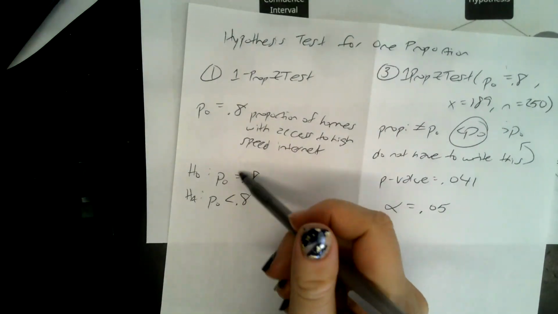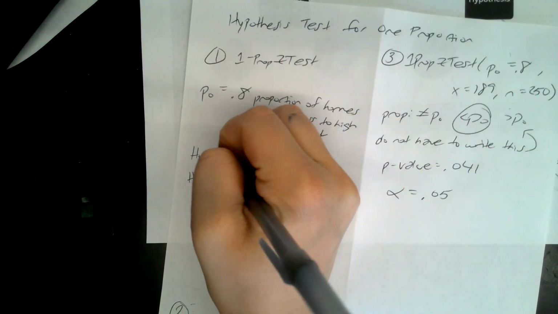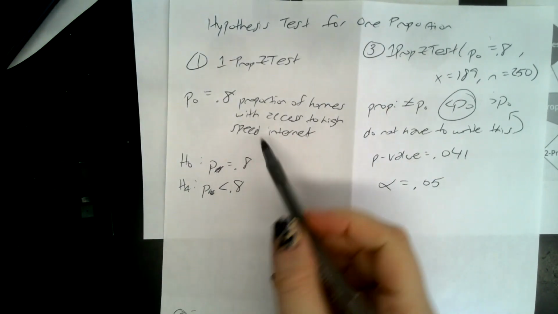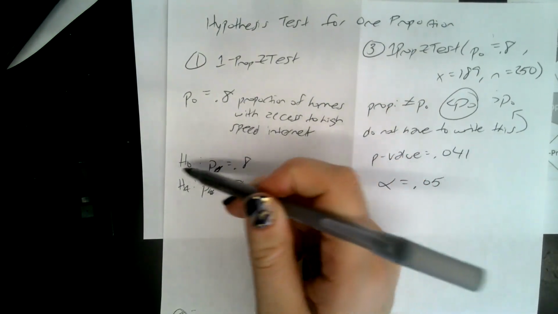One small correction on this. These should not be P naught, these should just be P. That's my mistake. These should not be P naught. They should be P, and this number is actually P naught that we're comparing them to.